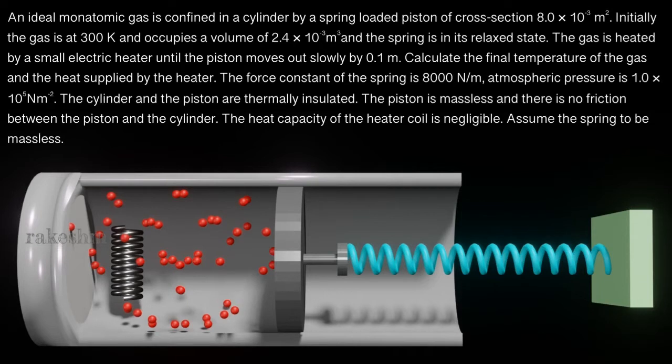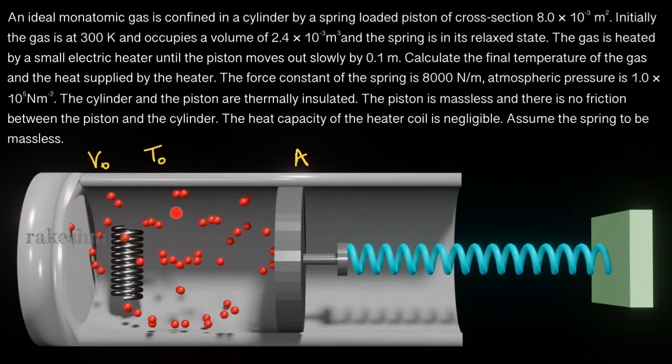the cylinder. Next, what he is saying is that there is a piston here and it is attached to a spring. And the area of this piston, the cross section area, is capital A, which he has given here. Initially, the gas is at 300 Kelvin and occupies a volume 2.4 × 10^-3 meter cube, and the spring is in its relaxed state.